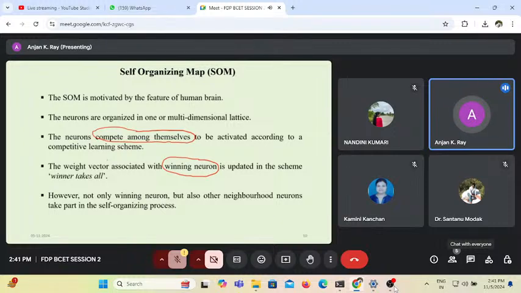But in this self-organizing map, the update is not only concentrated on the winning neuron which wins the competition, but we also define a neighborhood of the winning neuron. So in each sample of the neural network, the winner neuron gets updated as well as the neighbors of the winner neuron. Again, I'm repeating, the neighbors of the winning neuron also get some updates.